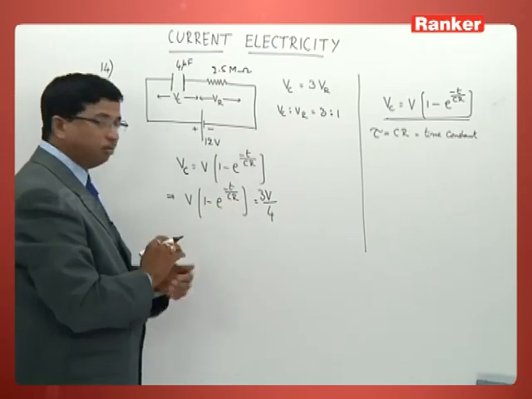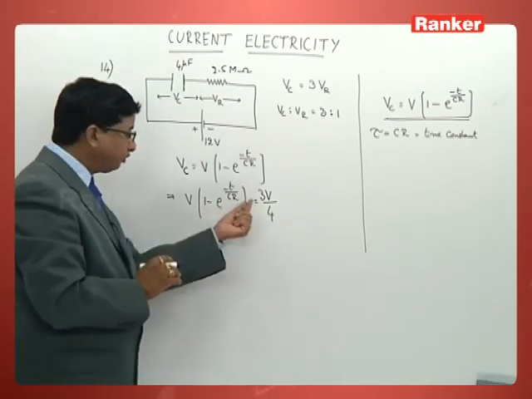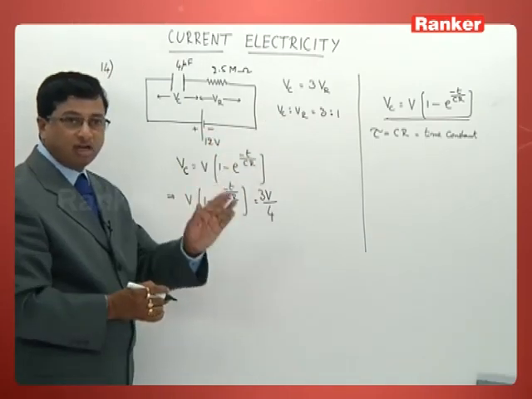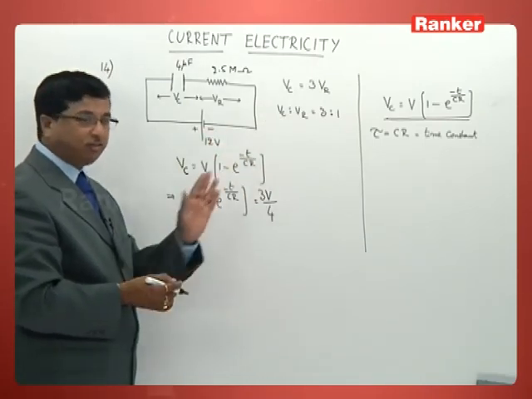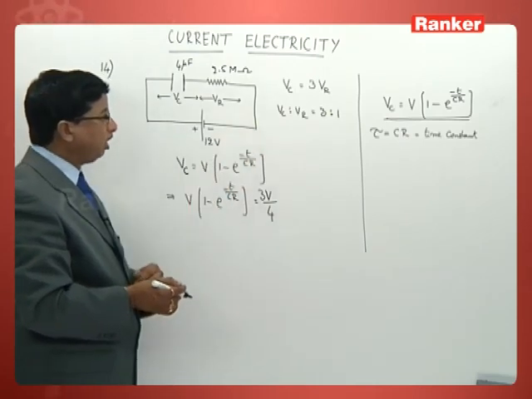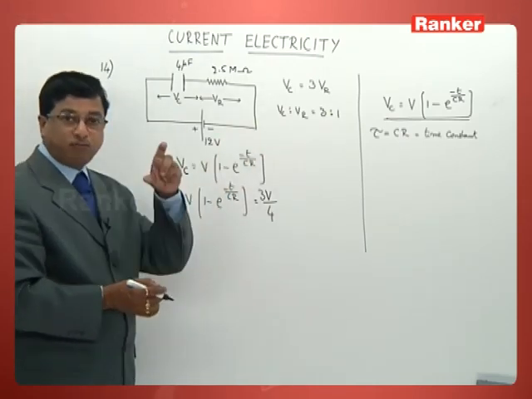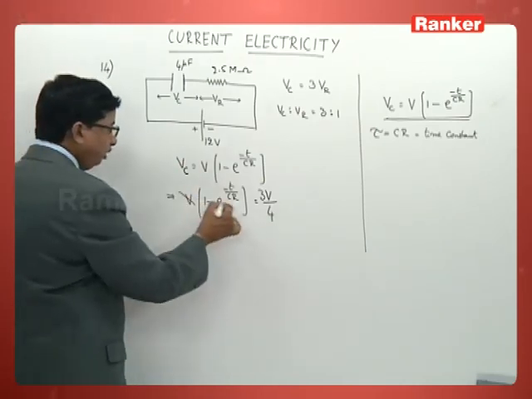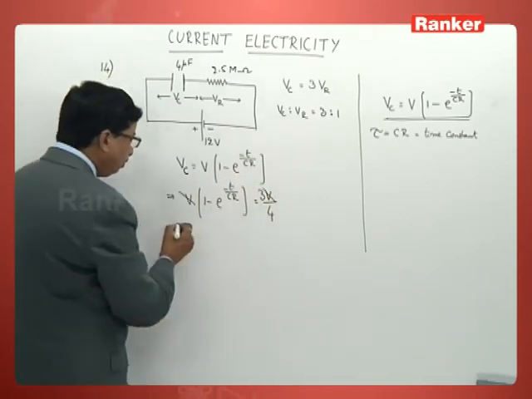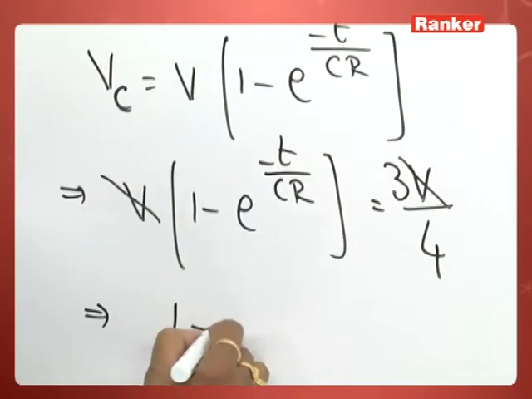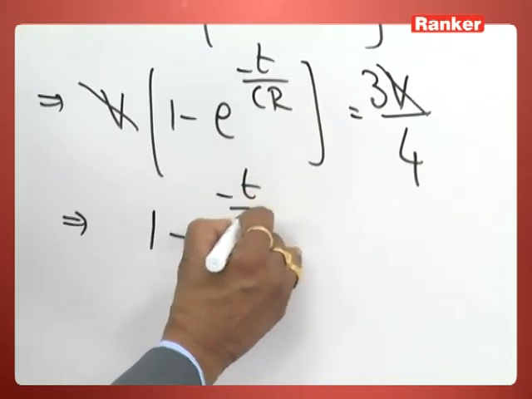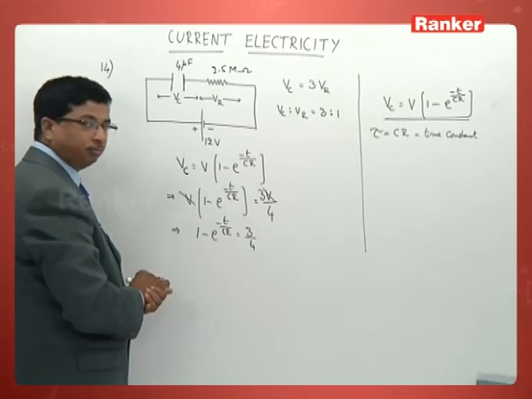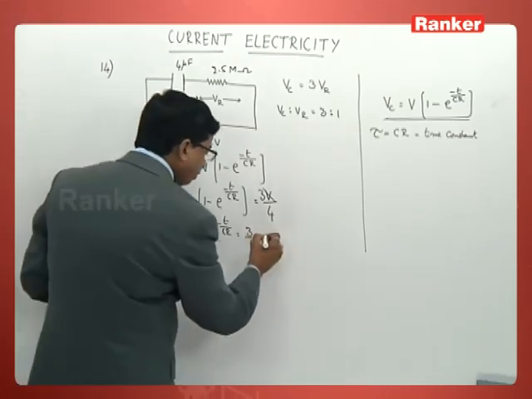What is the reason? You can certainly understand here Vc is equal to 3 times Vr. That is actually the concept. Vc is to Vr is 3:1, 3/4 of the total value. So you can now cancel this V here. Look at the next step: 1 minus e power minus t by CR is 3 by 4.